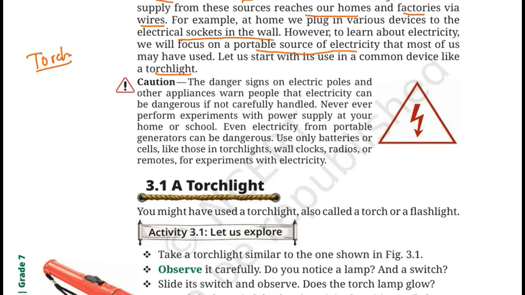Before learning about torchlight, this is a symbol given to you. What is this symbol? It's a caution. The danger signs on electric poles and other appliances warn people that electricity can be dangerous if it is not carefully handled. Okay, so never ever perform experiments with power supply at your home or school, because that can be dangerous. Even electricity from portable generators can be dangerous.